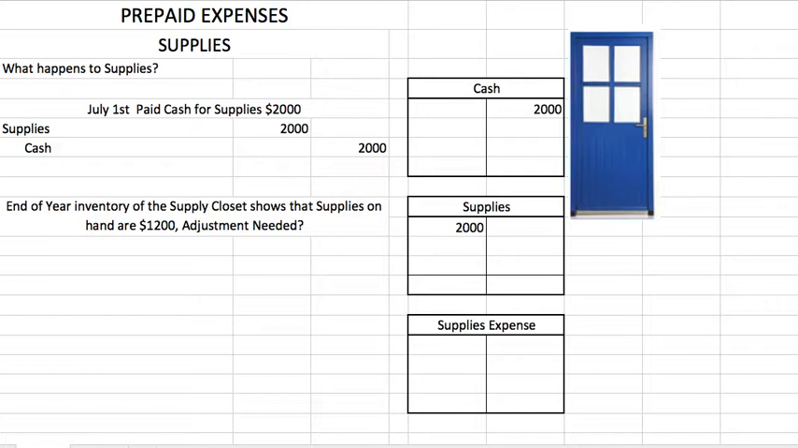Hey guys, it's Ms. Morgan and we're going to talk about prepaid expenses, the first category of adjusting entries.